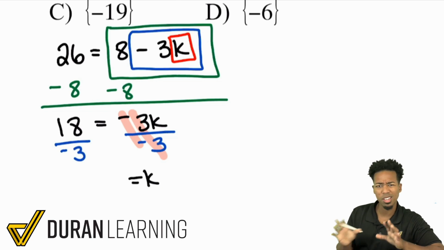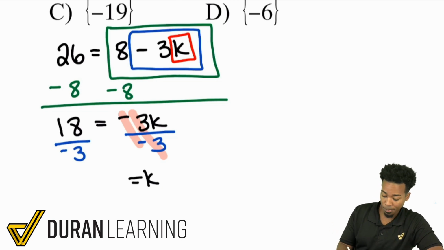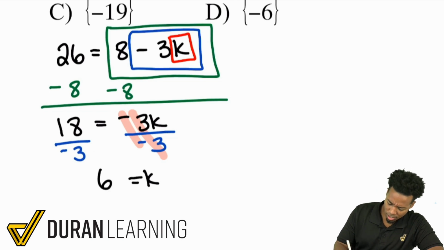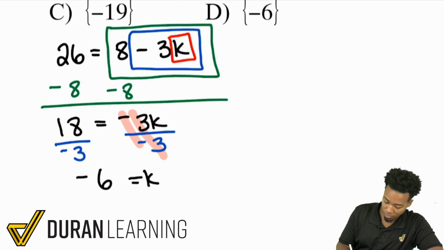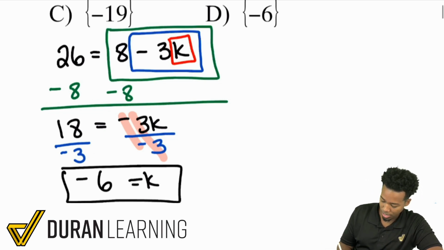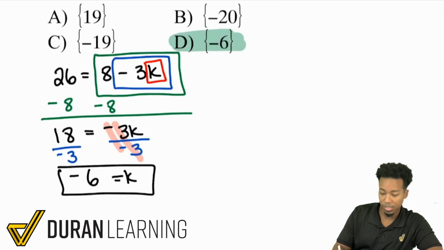Split it up so you don't have to think about all that at the same time. 18 divided by 3, that's going to be 6. And then a positive divided by a negative, that's going to be a negative right there. And so we have ourselves negative 6 as our answer, and that will be D in this case.